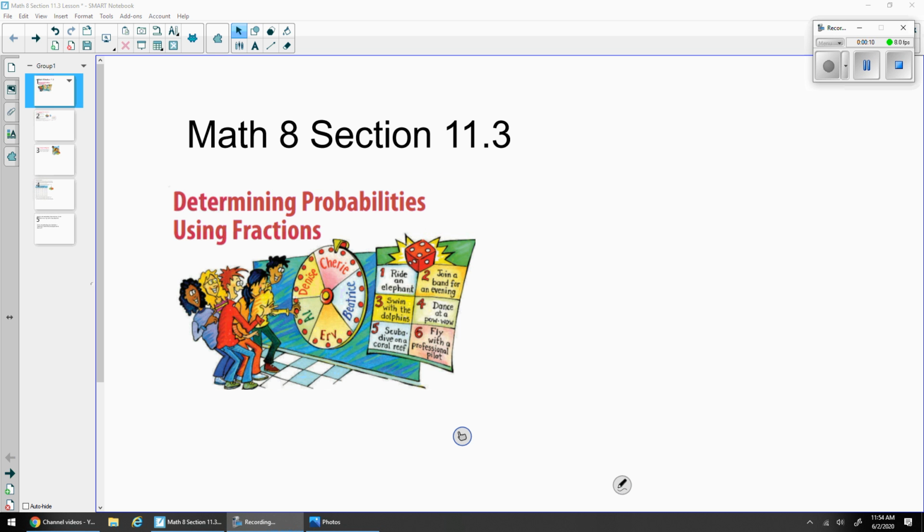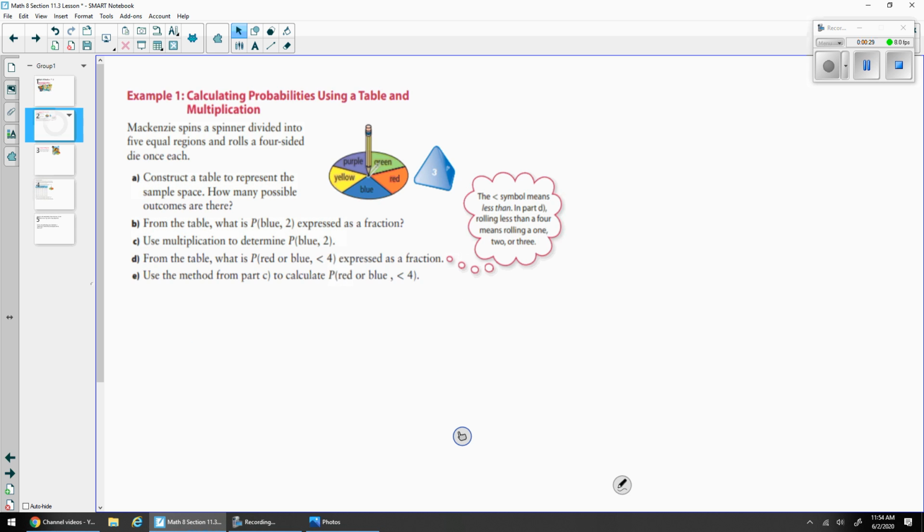So last section, we were looking at how we can find the total number of outcomes just by multiplying the outcomes from each event. We're going to be doing sort of the same thing, but now instead of determining just outcomes, determining probabilities using multiplication of fractions. So let's look at some examples. So we're gonna make our table.